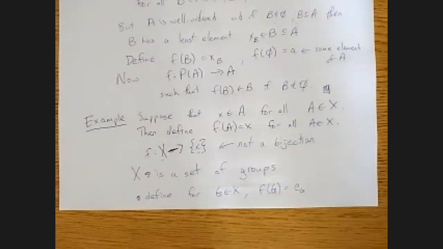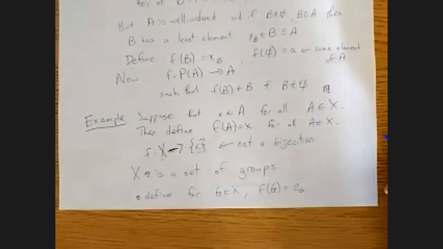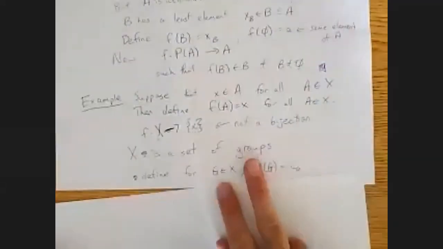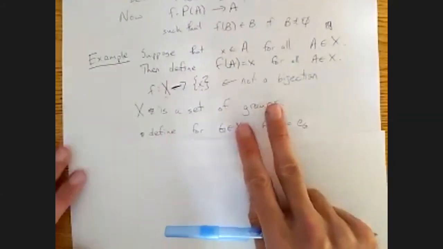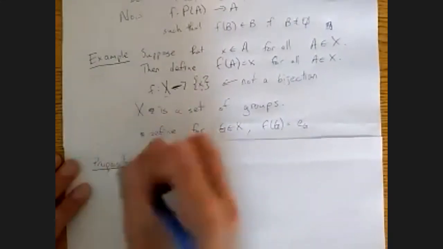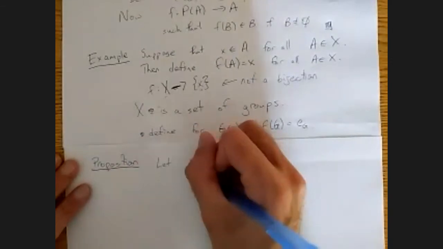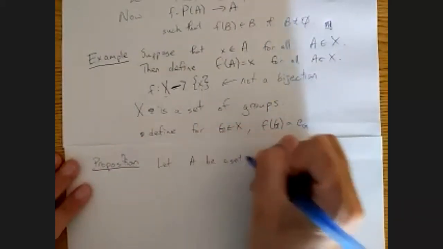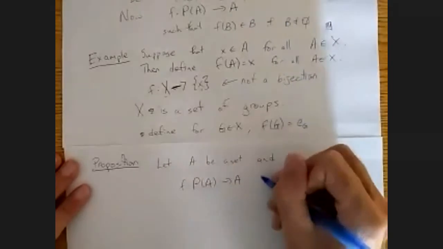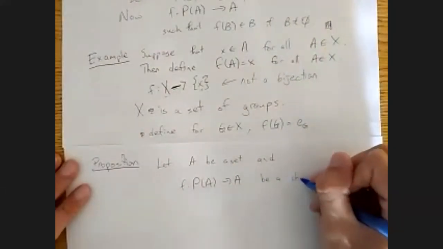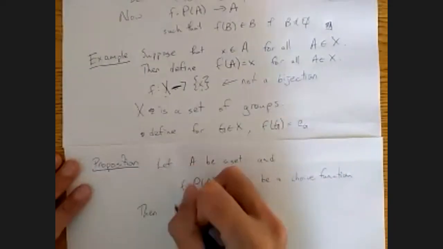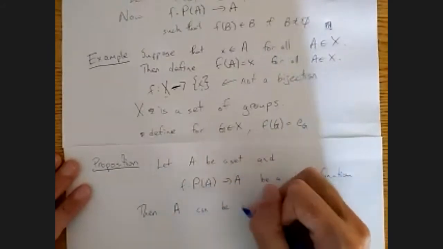Okay, so before that example, I was going to talk about a converse. Let's see. So another proposition. Let A be a set and f from the power set of A to A be a choice function. Then A can be well ordered.